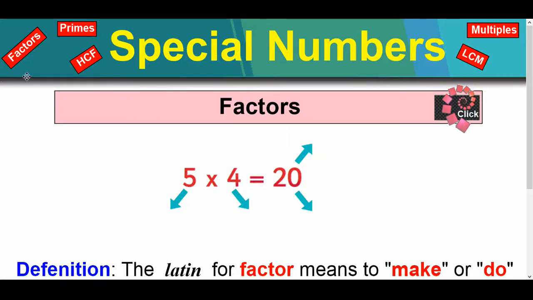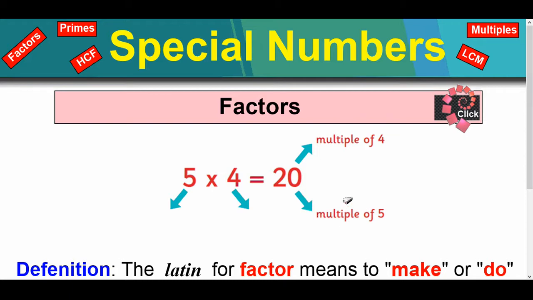In this lesson, we're going to look at what factors are, factors of a number. Sometimes it's easier to understand factors by looking at an actual sum, something like 5 times 4 equals 20. Now, if you'd been watching the previous lesson, we understood that 20 would be a multiple of 4, but 20 would also be a multiple of 5. It would be in the 4 times table, and it would also be in the 5 times table.